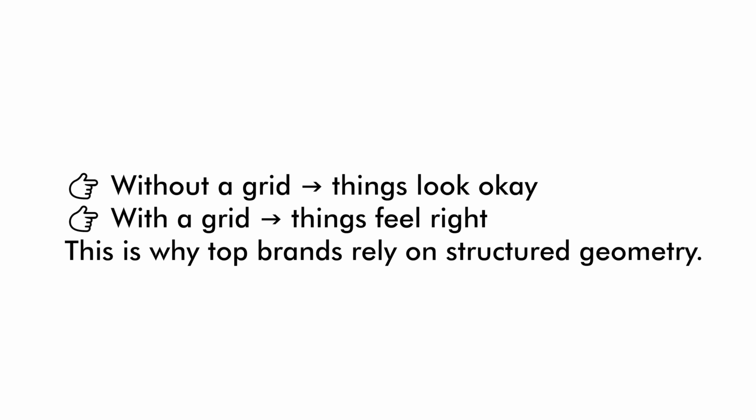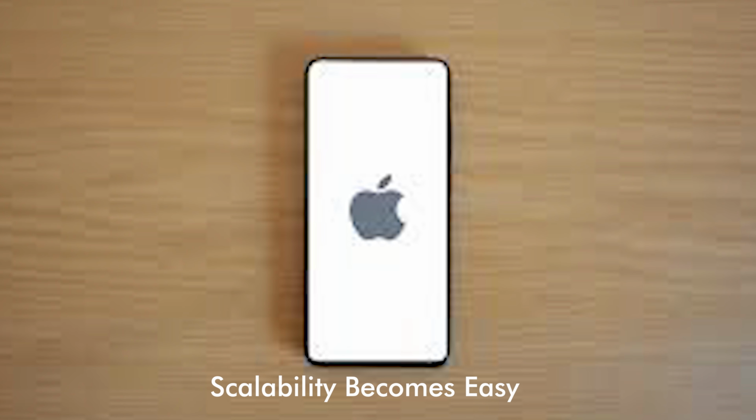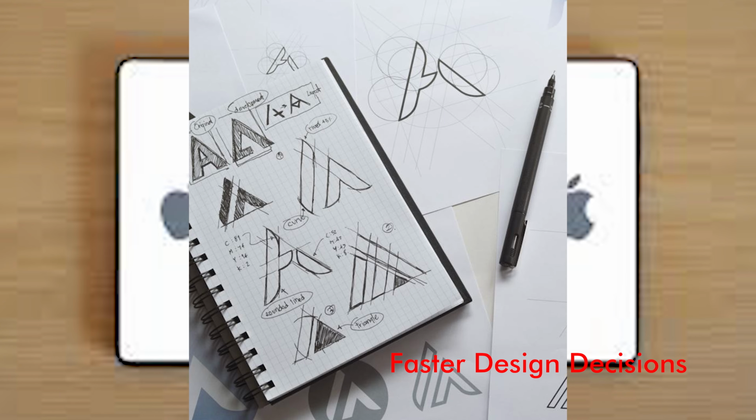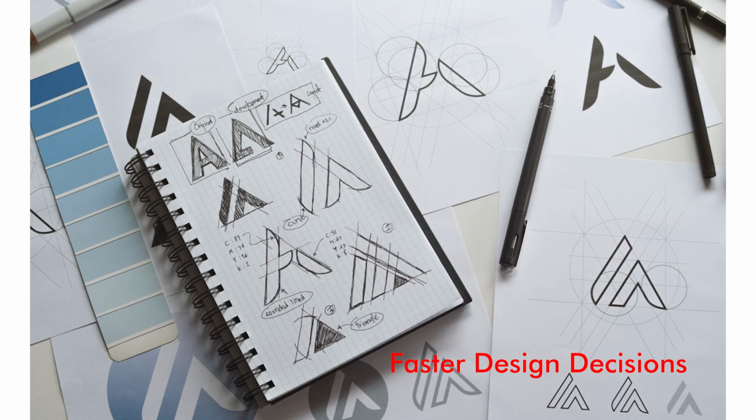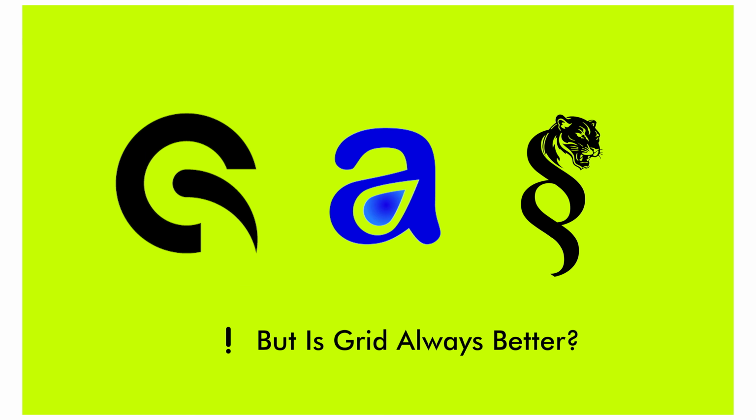For the professional and premium look, many famous logos are built using a grid. Example, Pepsi and Twitter. Scalability becomes easy, as you can see on the screen. The grid gives you a system to follow. This actually saves time once you learn it. It's easier to create variations, as shown on the screen. But is a grid always better?